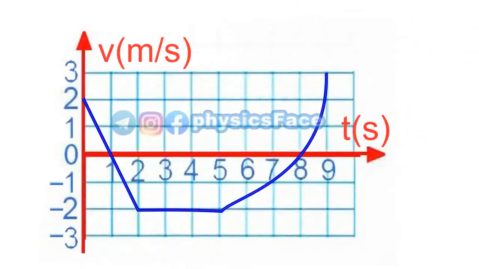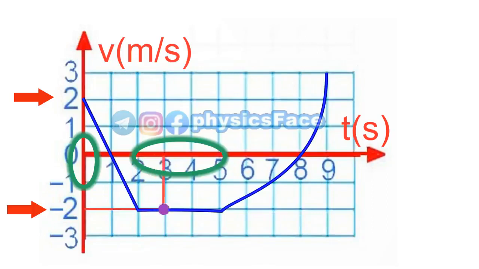G. At what point is the velocity of the object 2 meters per second? Answer to G: this section has 3 answers. First, moment 0. Second, from moment 2 to moment 5. Third, at approximately moment 8.9.